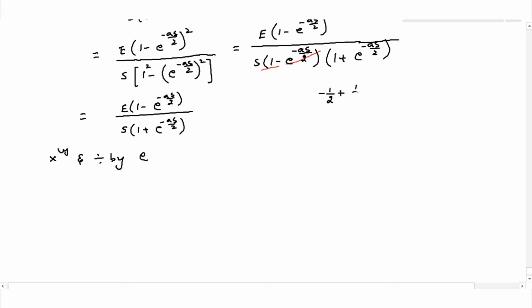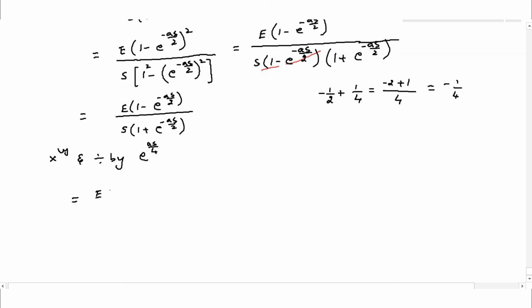Suppose I add the expression plus 1 by 4 to get a uniform value in the numerator as well as in the denominator, so that we get the cos hyperbolic function as well as the sine hyperbolic function. If I take the LCM as 4, you will be getting minus of 2 plus 1, which is nothing but minus 1 by 4. So for the first term, minus half, you have to add 1 by 4, so it should be 1 by 4 times of s.